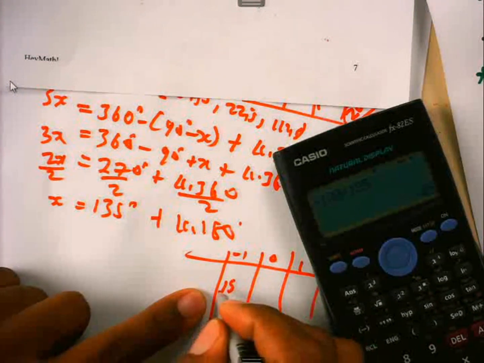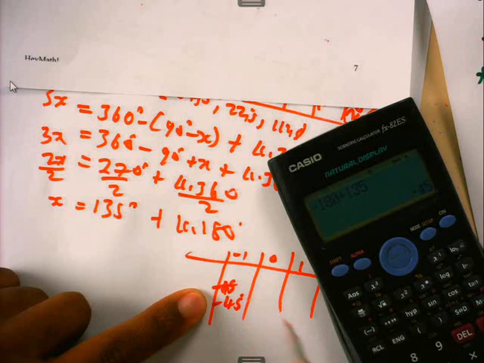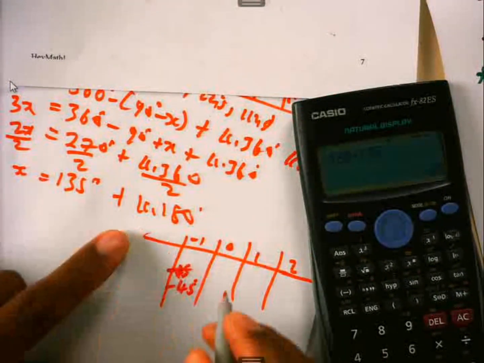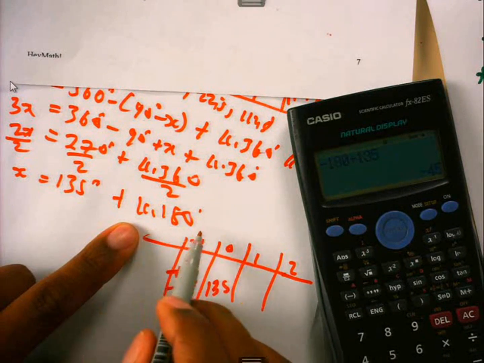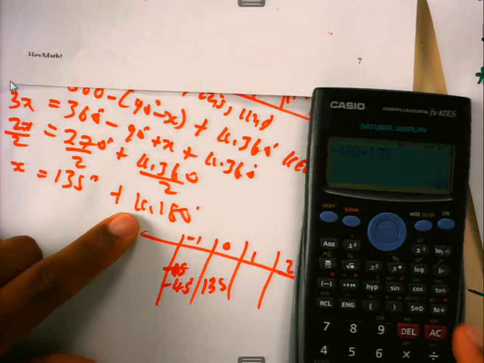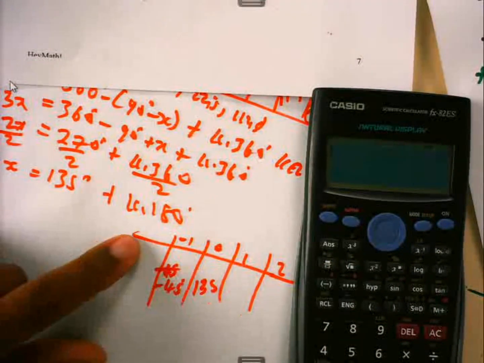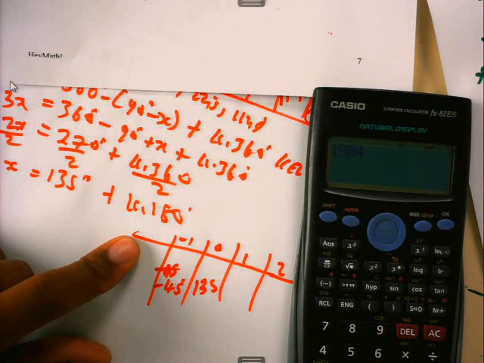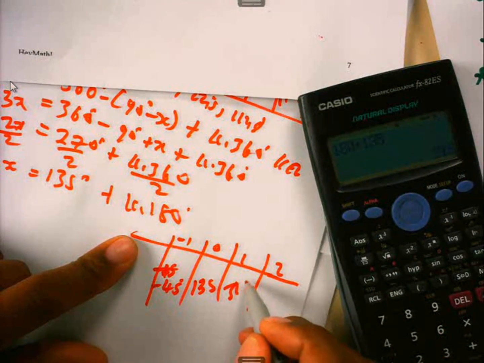Minus 45, yes. That is minus 45. Let me write it here. And now for 0, we have 135 because k is 0, everything there is 0. But if it's 1, then immediately I can see this one is going to be more than 180 because it's going to be 180 degrees plus 135. Then, of course, the answer there is 315.